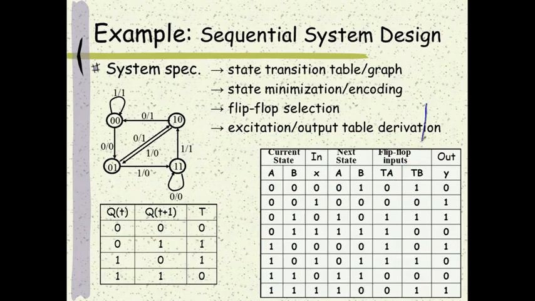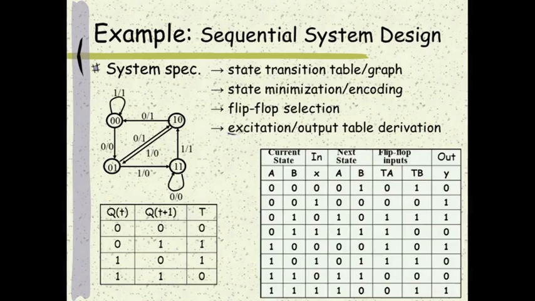Once we have this table, this becomes a combinational logical design problem. You have input, current state, and input. And then you want to determine these functions as a Boolean expression of the input. And these are the flip-flop input functions. These are the output of the circuit.